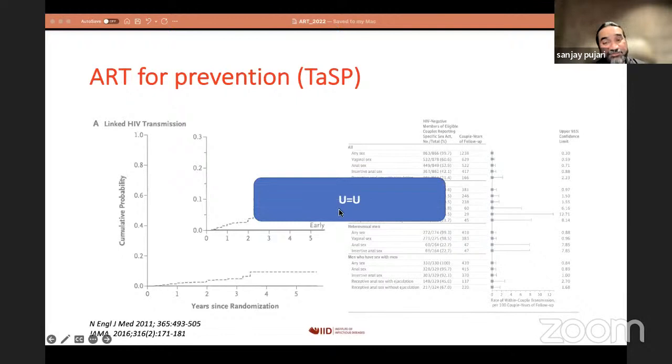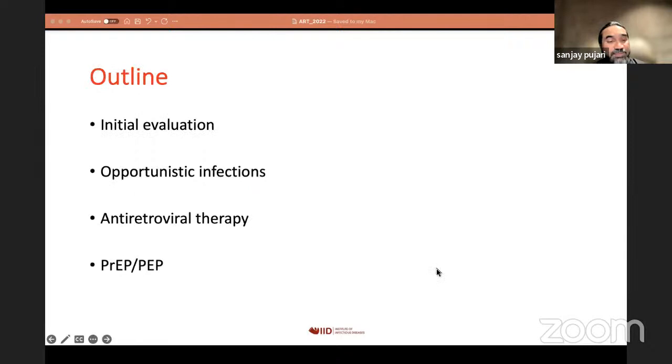So the concept of U equals U is important. U equals U means if the viral load is undetectable, you are untransmissible. And this has to be promoted to our patients because we used to counsel them to practice safer sex. But if they are undetectable, they would no longer need to use condoms or other preventive methods from the HIV perspective. So this is very important to propagate in our clinic population.